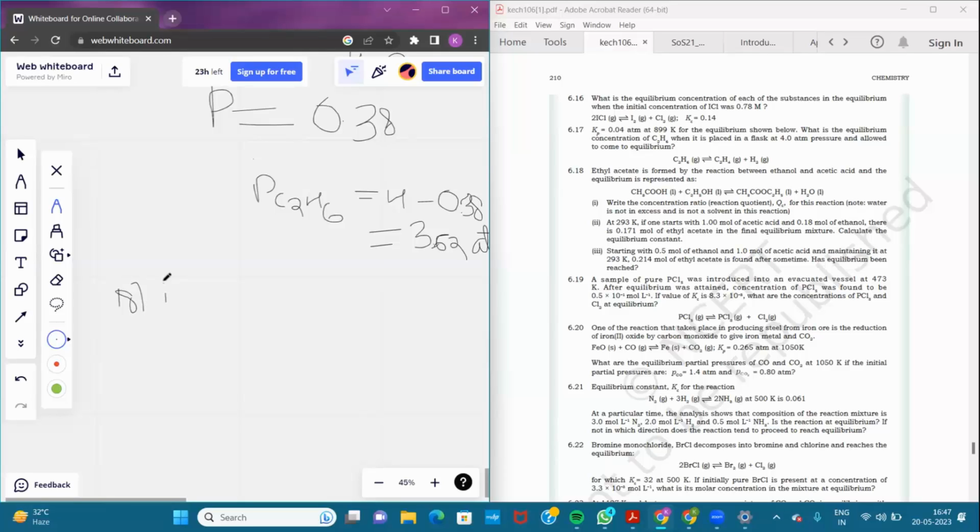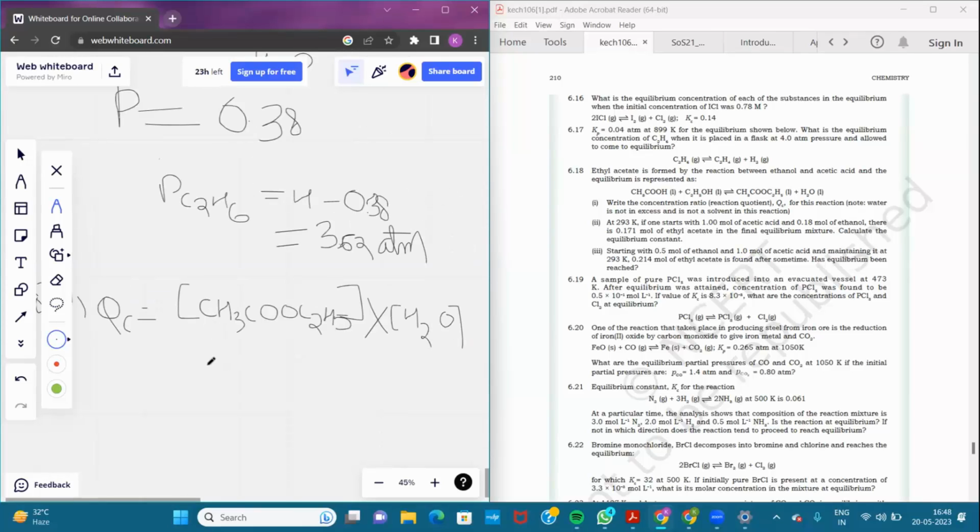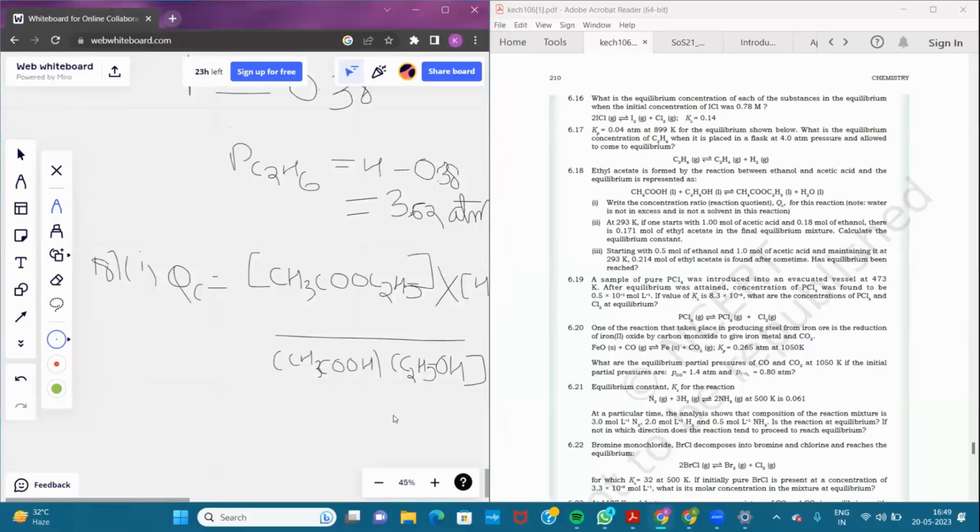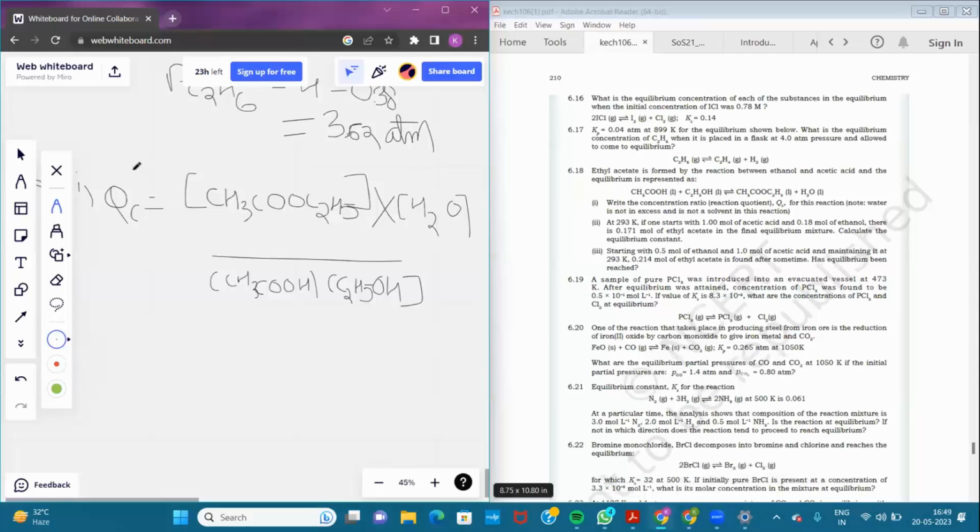For the first one, we'll write the Qc. Qc is the reaction quotient: ester, water, over acetic acid, ethanol. This is the expression for Qc. Qc is nothing but concentrations at different times. If it is at equilibrium, Qc is the equilibrium constant, and we'll write it as Kc.